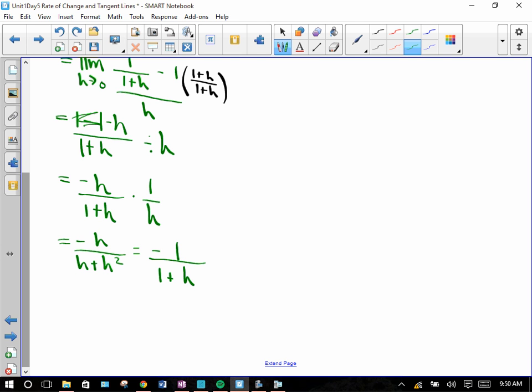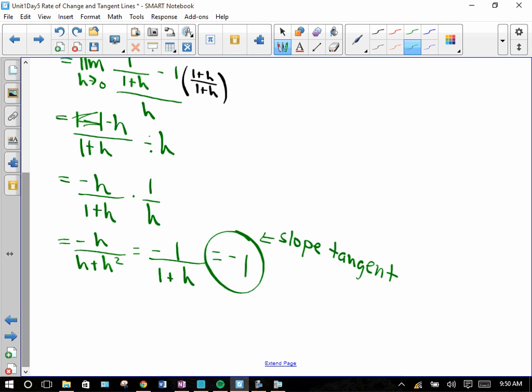The limit as h approaches 0, so I can just plug in. I did bad notation here. You're going to want to go back through and edit in the limit as h approaches 0. So as h approaches 0, that h goes away. I have negative 1 over 1. So my slope is negative 1. The slope of the function at that point is negative 1. This is the slope of the tangent.